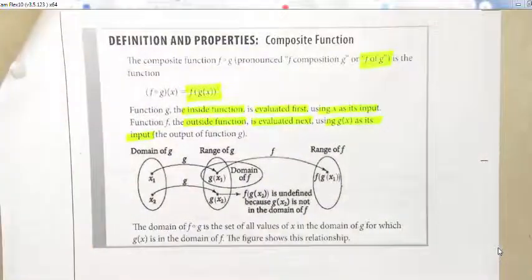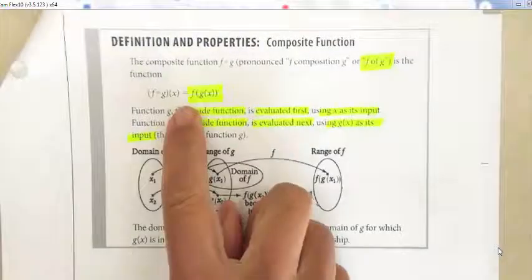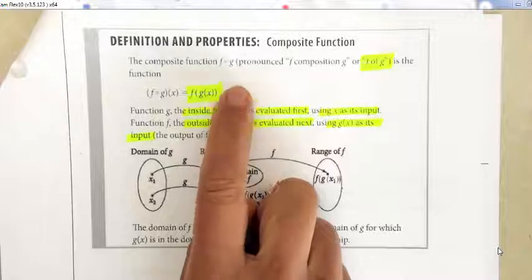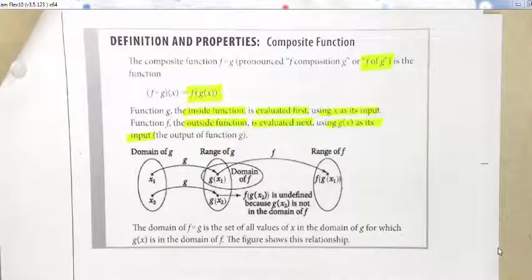the output of g. So that's basically how you do it. And then if you had another function, so if it was f of g of h of x, then h of x would be the inside function. You do that first, then you evaluate g of x, then you evaluate f. So you work inside out.